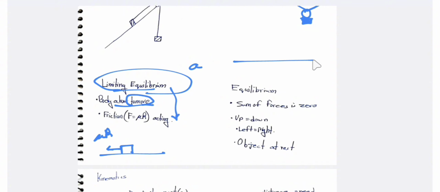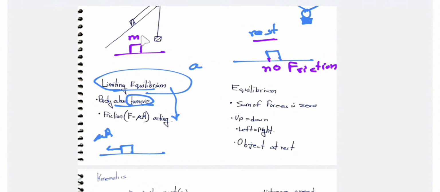And let's suppose the object is at rest. At rest, no friction is acting. Since the object is not moving, there is no friction. But let's suppose the object is moving, then we have to mention friction. And if the object is moving in this direction, then the friction is acting in the opposite direction. And let's suppose the object is about to move.